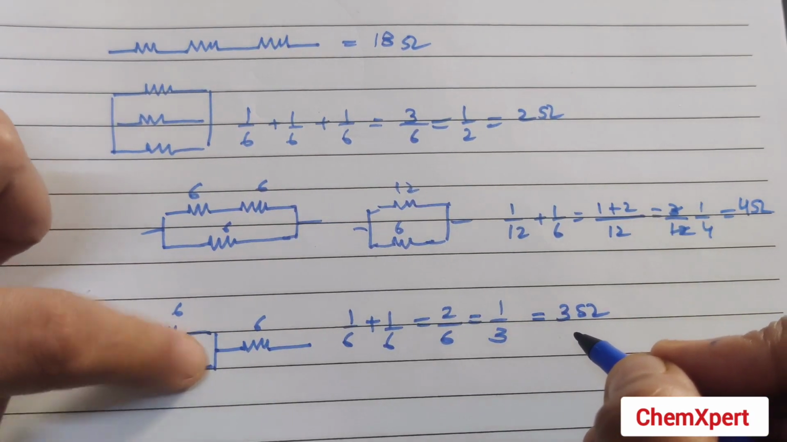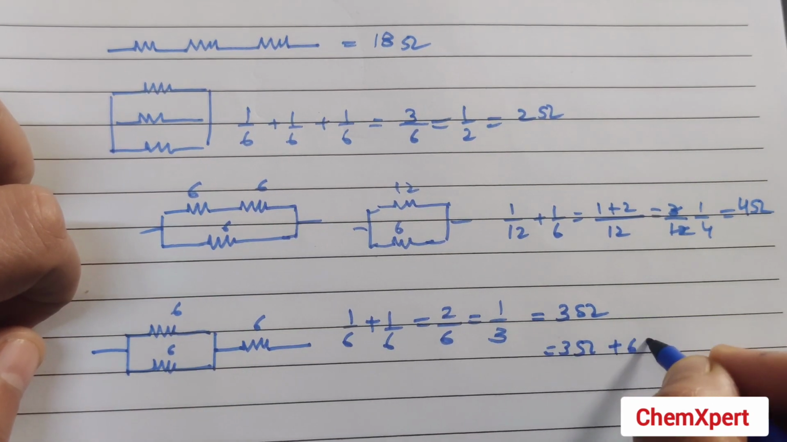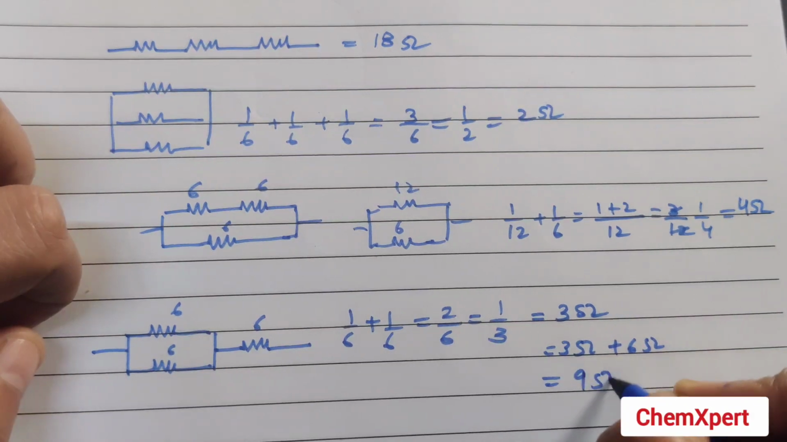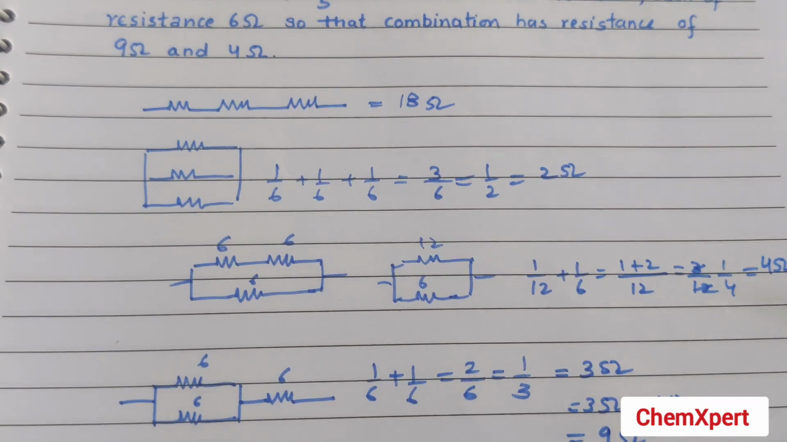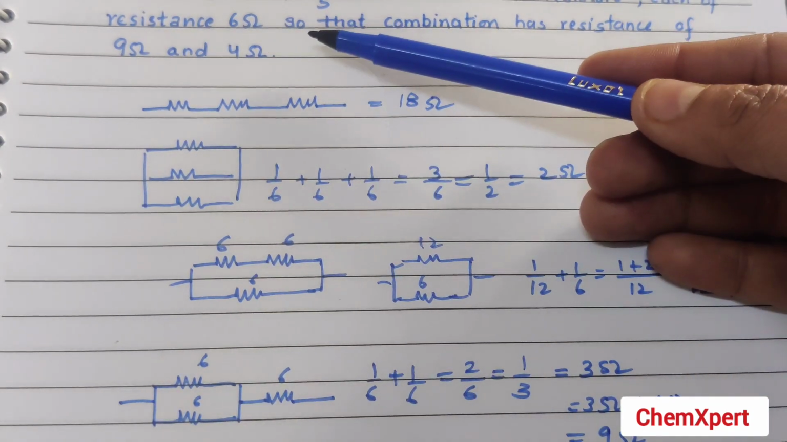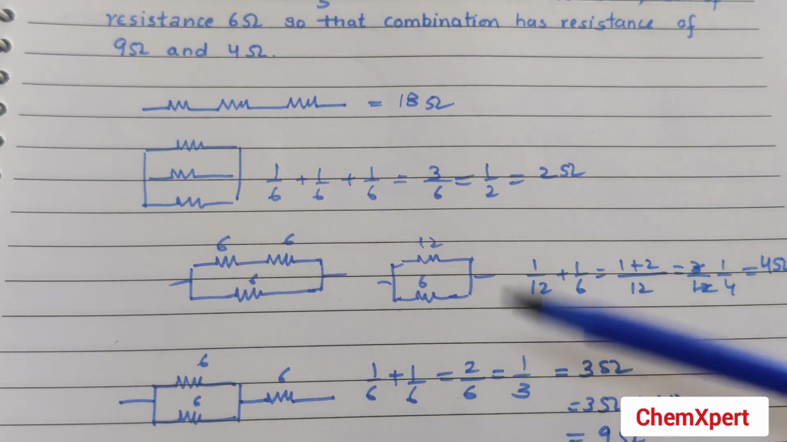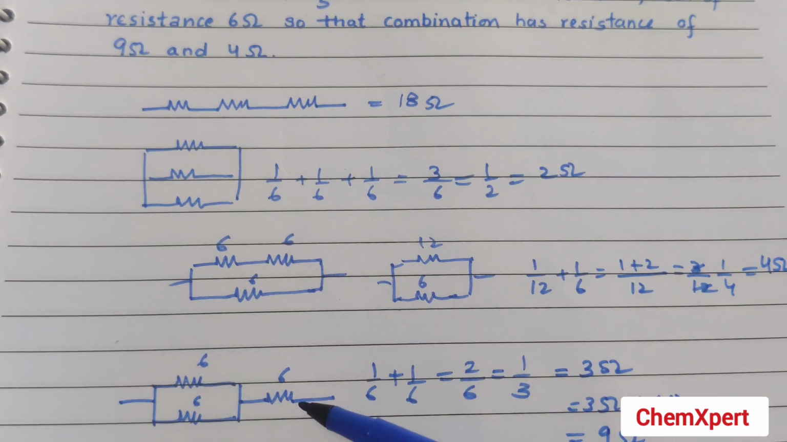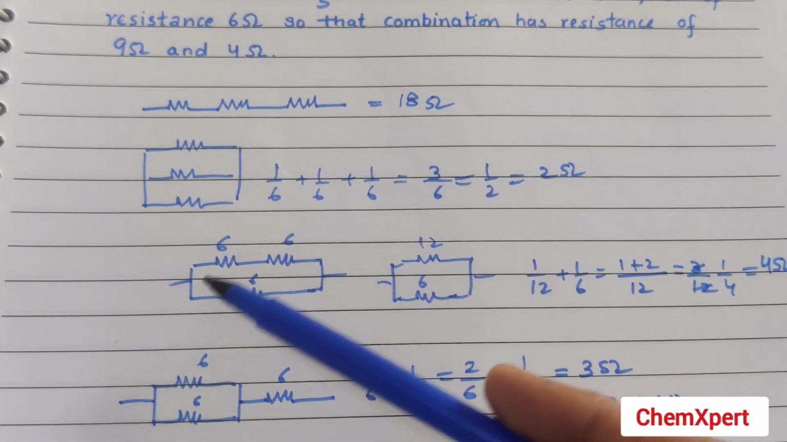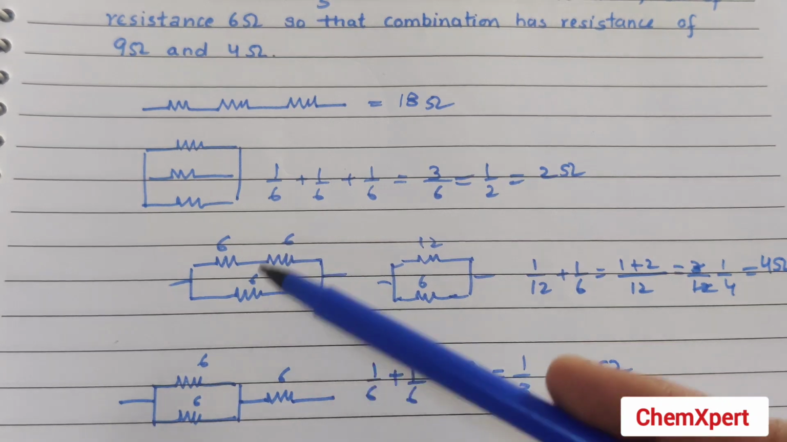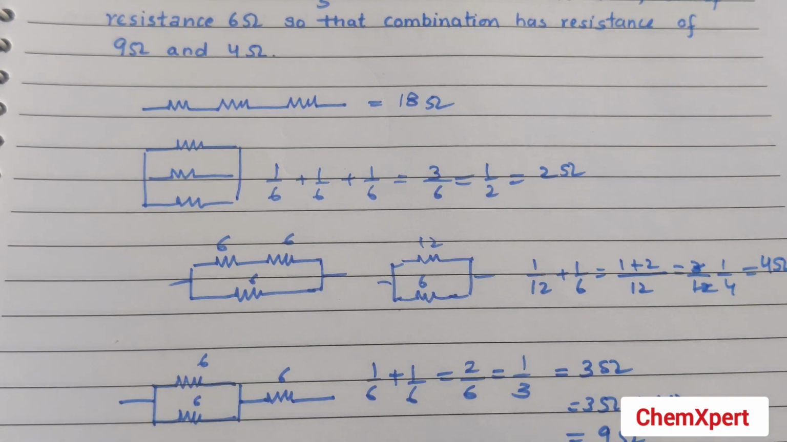Now this 3 ohm is in series with 6. So now 3 ohm plus 6 ohm, we get the answer 9 ohm. So now the question here is, how to connect three 6 ohm resistors to get 9 ohm and 4 ohm. So 9 ohm we will get by connecting 2 in parallel and 1 in series, whereas 4 ohm we will get if we connect 2 in series and that combination in parallel to one 6 ohm. For that we get 4 ohm resistance.